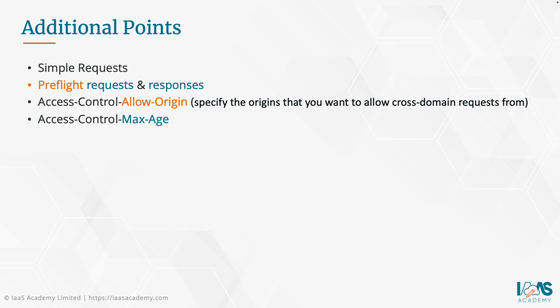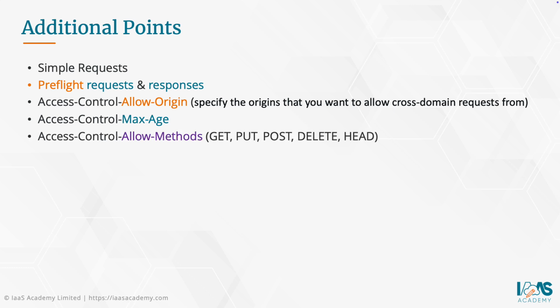You then have the access control max age, which is another element of your JSON policy. What this does is it specifies the time in seconds that your browser can cache the response for a pre-flight request as identified by the resource, the HTTP method, and the origin.